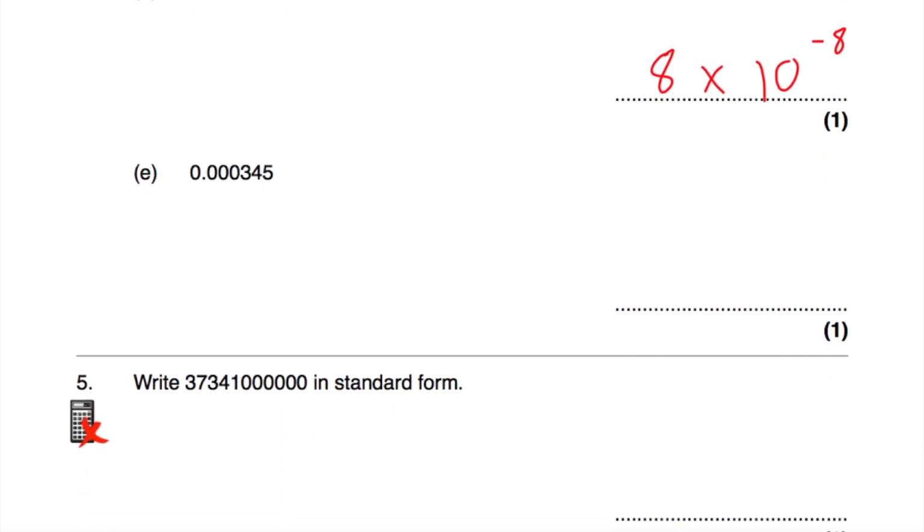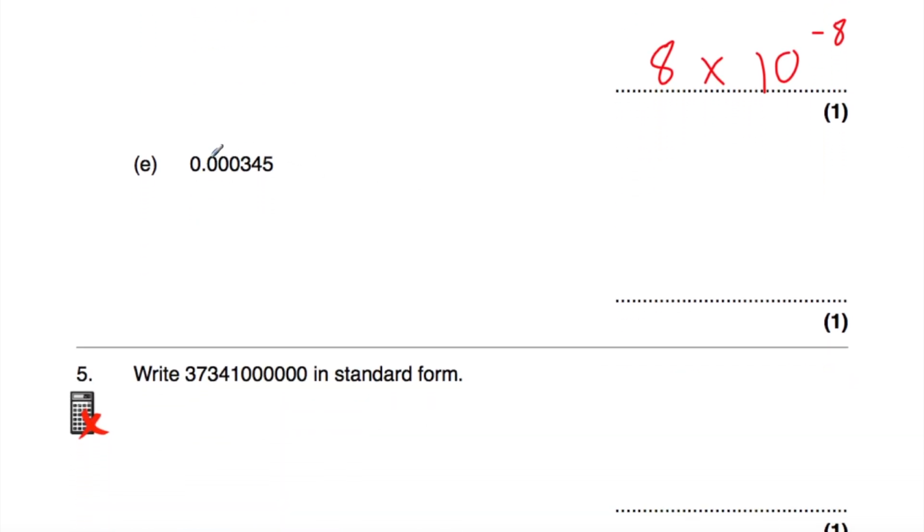Okay, next one, part E. Part E, we've got 0.00345. So in terms of the number between 1 and 10, I'm going to choose 3.45 because we've got those digits there, so 3.45 times 10 to the power of, and we know it's going to be a negative power because it's less than 1, it's a 0.00 and so on number. And again, the two different approaches: just count the number of zeros, so we've got 4, so it'll be to the power of negative 4.